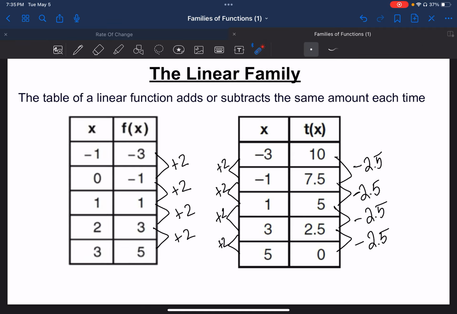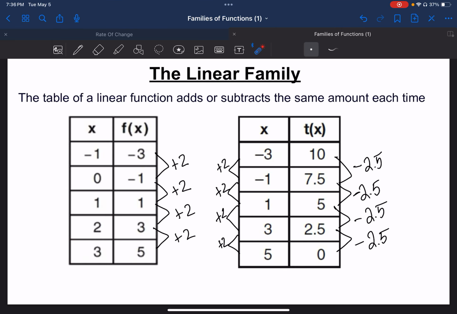And we can check that, right? 10 minus 2.5 gives us 7.5. 7.5 minus 2.5 gives us 5. 5 minus 2.5 gives us 2.5. And 2.5 minus 2.5 gives us 0. So since we are subtracting by a constant value, this is also a linear. Since we're adding by a constant value, this is a linear. So that's how you're able to tell if the table is a linear function.